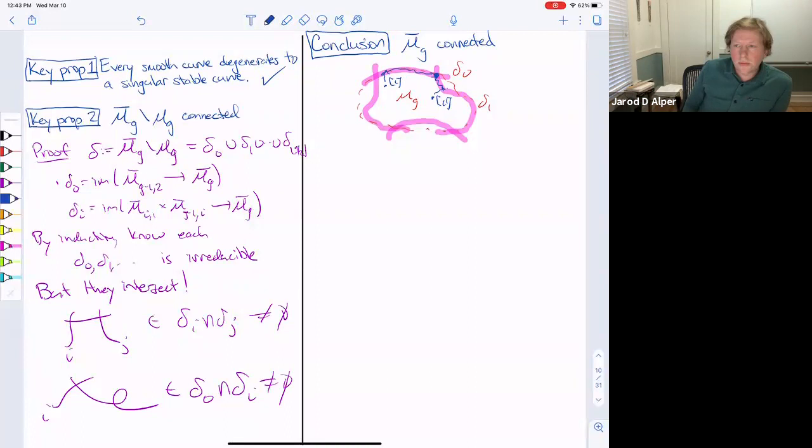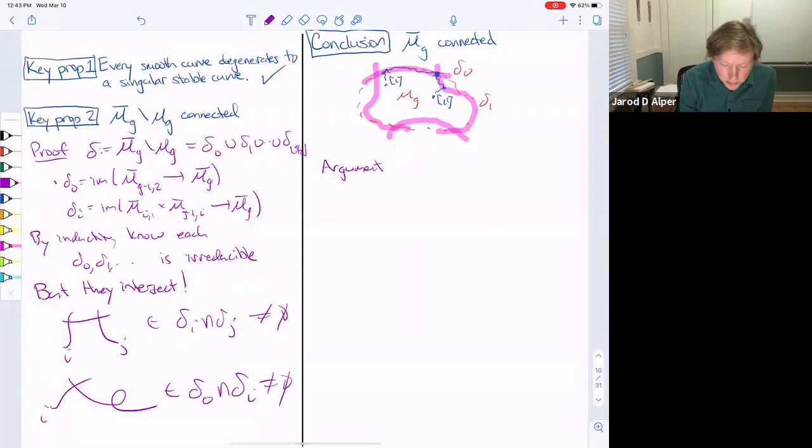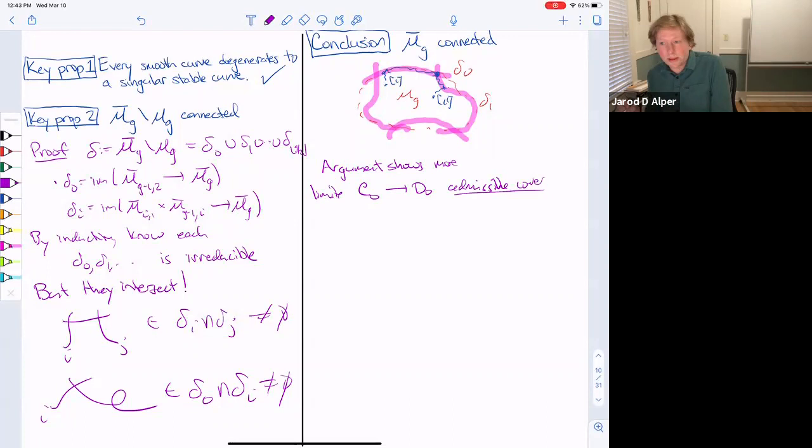But this argument actually shows more. Let me just tell you what Deligne, Harris, and Mumford were interested in. The limit that we constructed, C0 mapping to D0, is what's called an admissible cover. So if you do a careful analysis of what kind of limits you get, what this means is, I guess you take as a definition of an admissible cover two things.